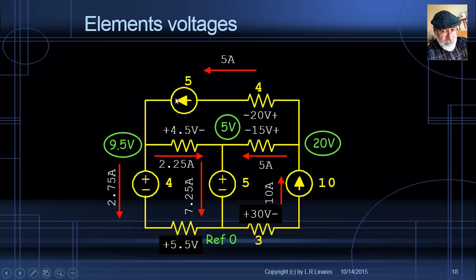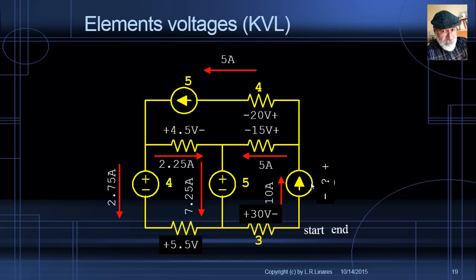What is missing? The voltages in the current sources. Remember, those voltages are such that we don't know until we solve for them. And for that, I'm going to use KVL. Let's begin with this question mark voltage on the 10 amp source. For that, I will use a KVL equation in this loop where I know every other voltage, but not the question mark in the current source.